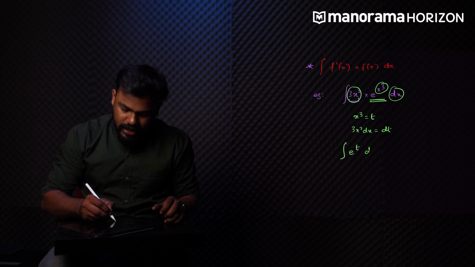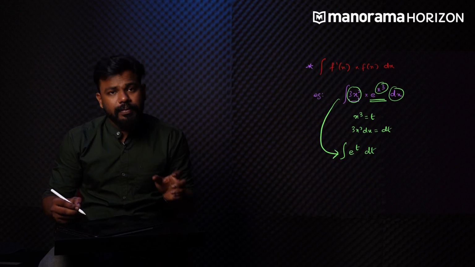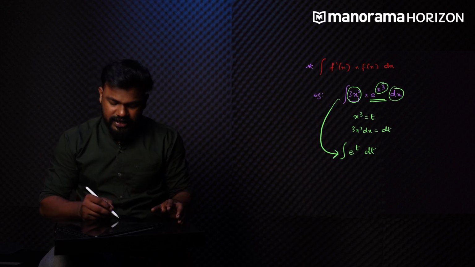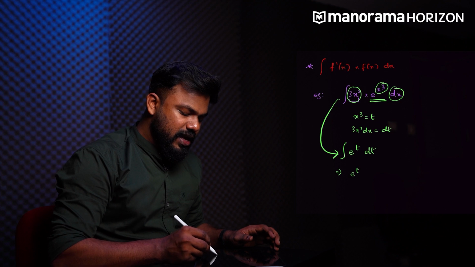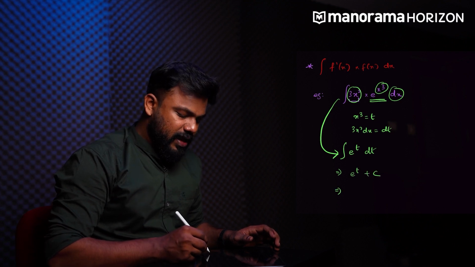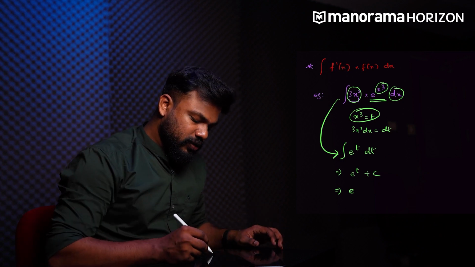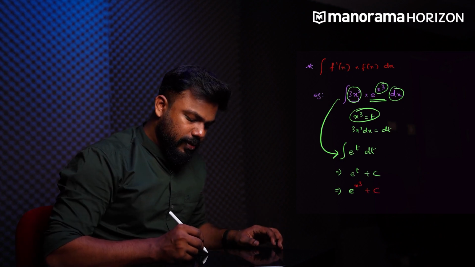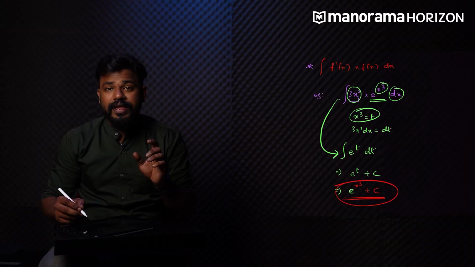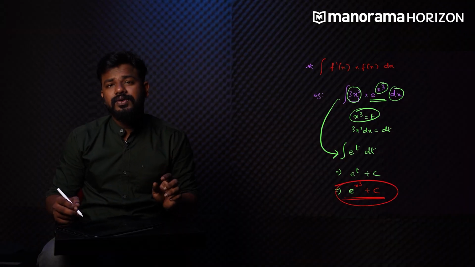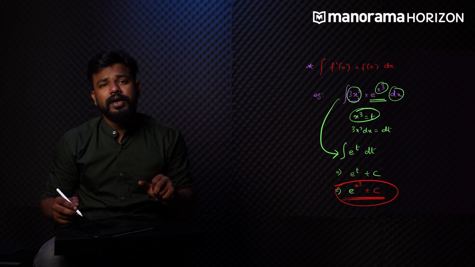E raised to t. So now this integral became like this, that is integral e raised to t dt. And what is the integral e raised to t dt? It is e raised to t plus c. And that e raised to t, what is the value of t? Go back again and you get e raised to x cube plus c. So this is how we get the integral of 3x square into e raised to x cube dx.